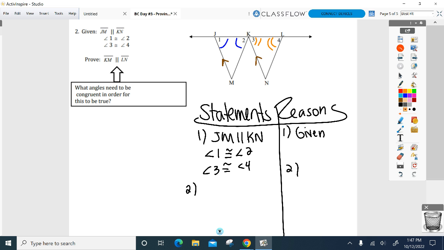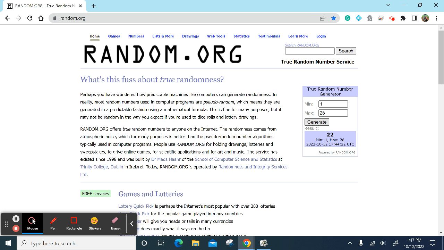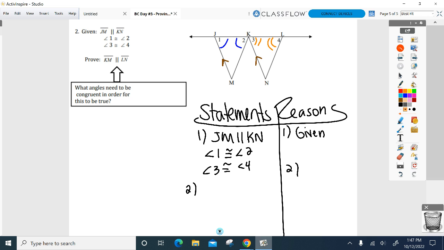Name a special pair of angles. Okay, where are they up here? Where are the special angles formed by line segment KM and line segment LN? Where are they? I think 3 and 4. Okay, here you go. Ready? Here's angle 4, which is on LN, and here's angle 3, which is on KN. I need KM.